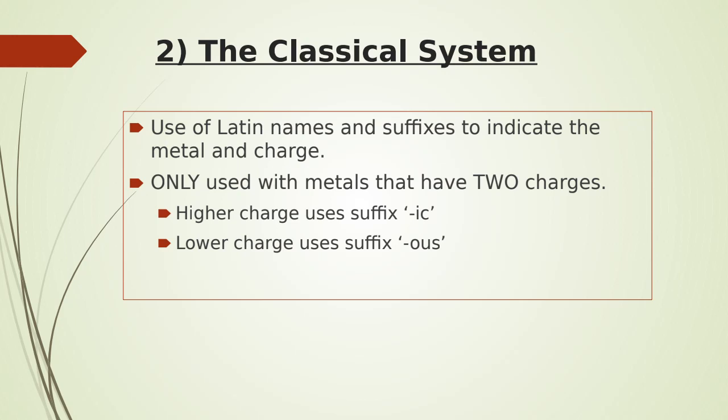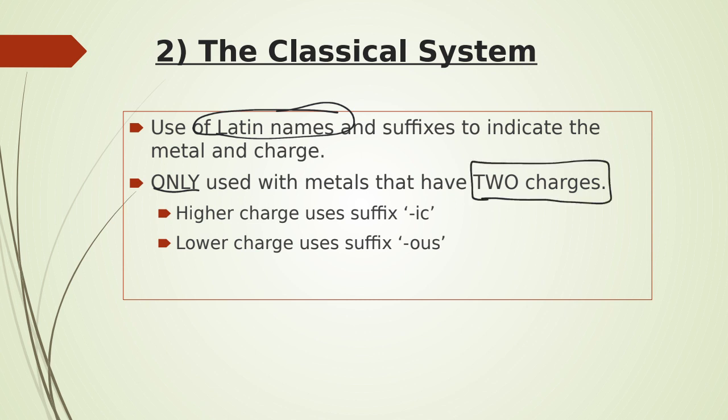The classical system is also used for multivalent metals. And we use it in the same way, and the way that we come up with the names or the formulas is similar to the stock system, but the naming of the metals itself is slightly different. So here we are going to be using Latin names of some of our metals, not all of them, but there will be 5 that you need to know the Latin names, and they will be used in the classical system. And the big thing with the classical system is that it is only used for metals that have 2 charges. So just some background on the classical system.